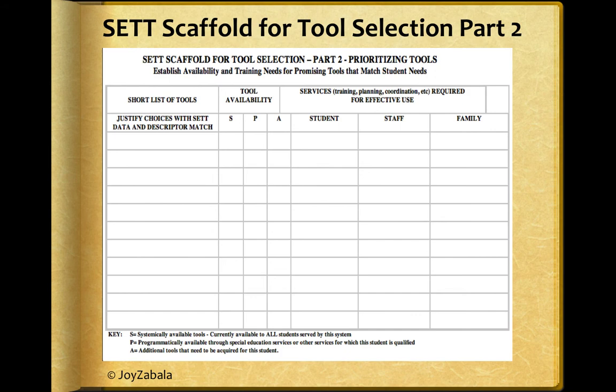We're looking at if this tool is systematically available within the district or the school, or if it's programmatically available, meaning in their special education classroom, or if it's an additional tool that is not generally in the student's environment but is needing to be added for support to that student. We're also looking at services needed, training, planning, coordination for the student, staff, and family when you're thinking of what's needed with those specific tools that you're considering, what kind of services are also needed.